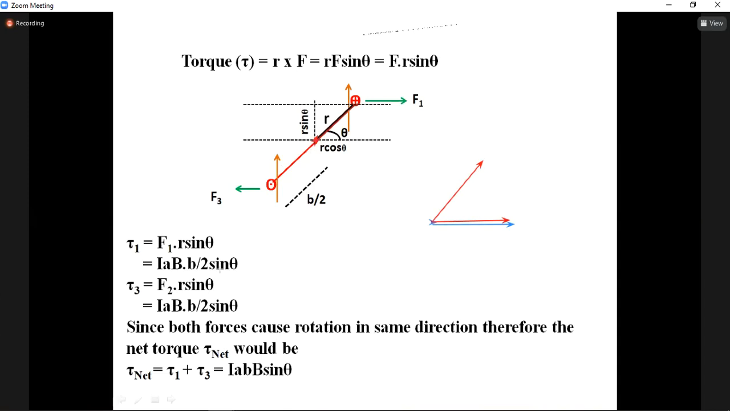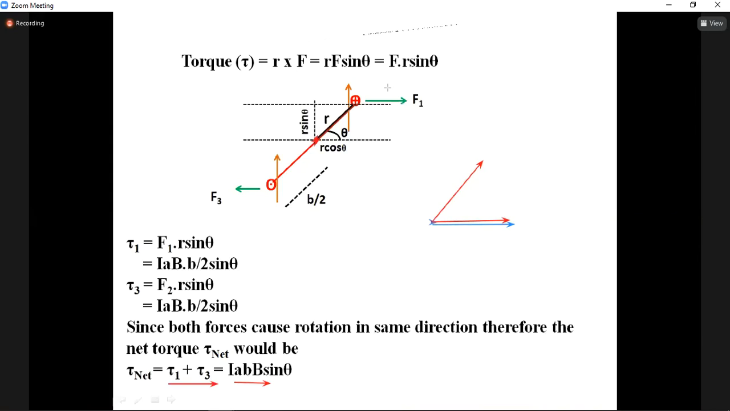So I will take the sum of the two torques, which is equal to tau 1 plus tau 3, and when I sum up, the relation would be this one, because b by 2 will be equal to b here. So I A capital B into small b into sin theta. Is it clear up to this point? Any question beta? Any doubt up to this point?